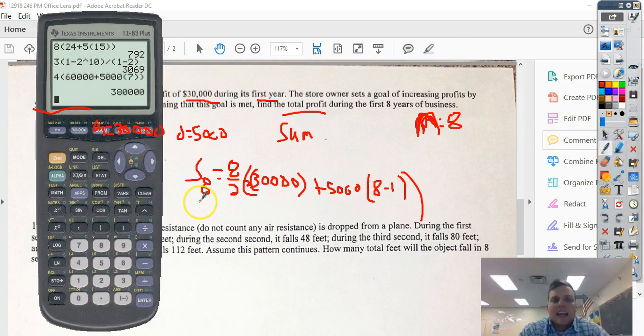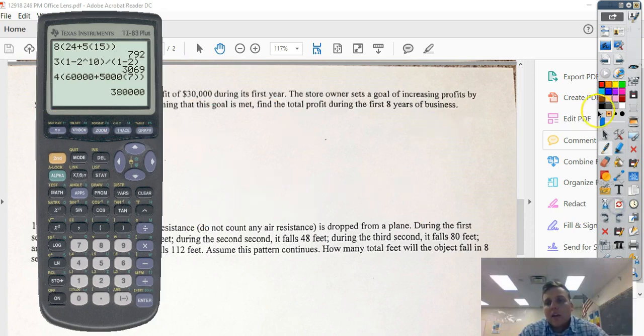So this business guru is going to make $380,000 during his first 8 years of business. That's going to be his profit. I keep saying that's how much he's going to make, but it's actually how much profit. All right? Let's move on.